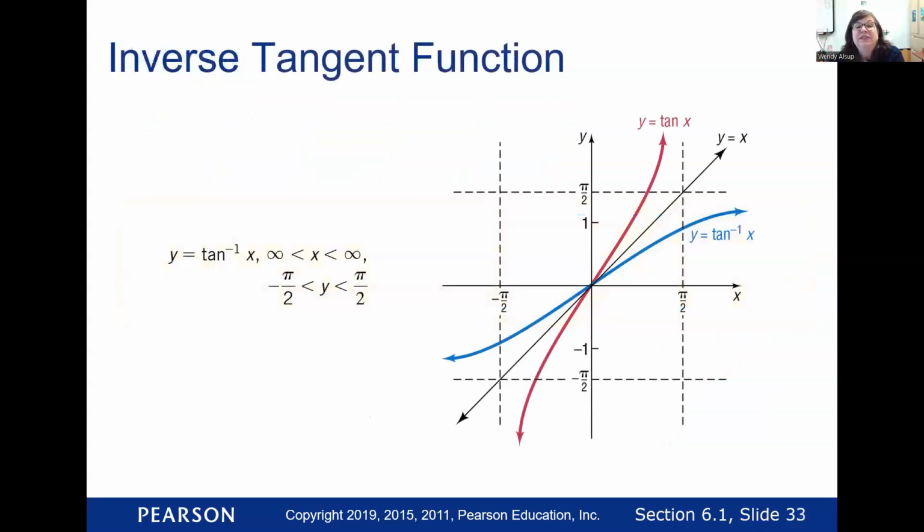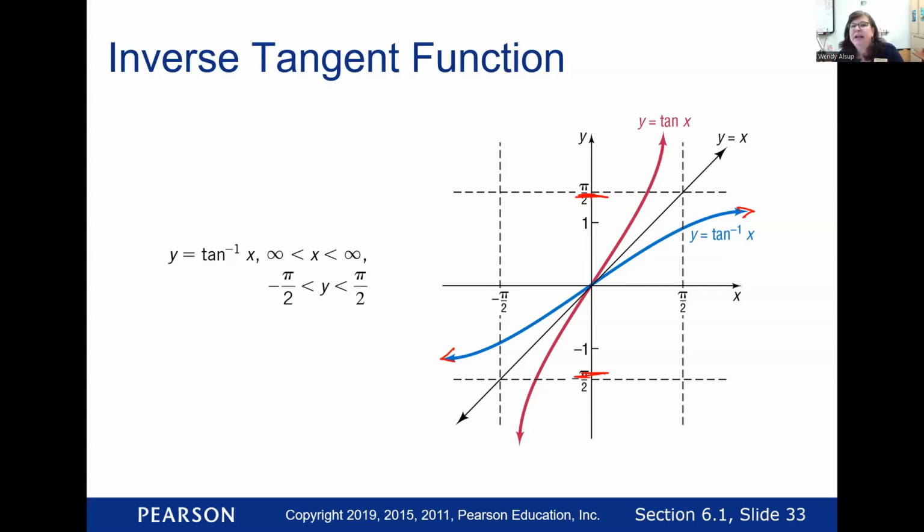All right, and you can see that clearly here on the sketch. So the red again is the original. Notice how that's a reflection across the line y equal to x. And notice now how the image helps you see that your domain on the inverse is all real numbers, but your range is restricted between negative pi over 2 and positive pi over 2.